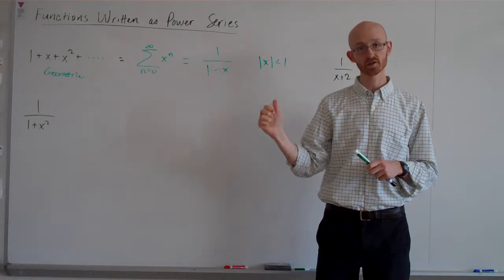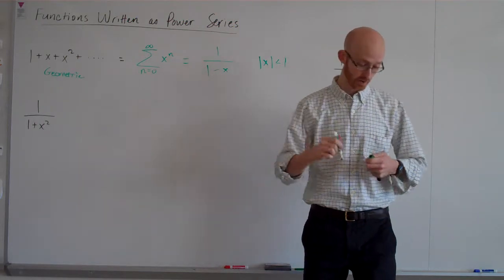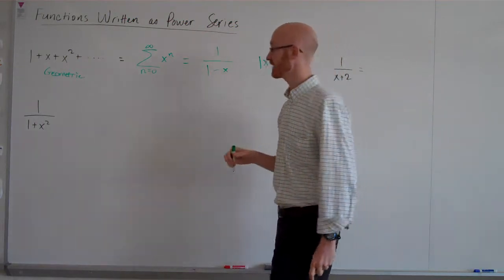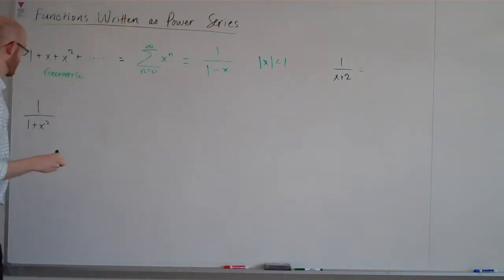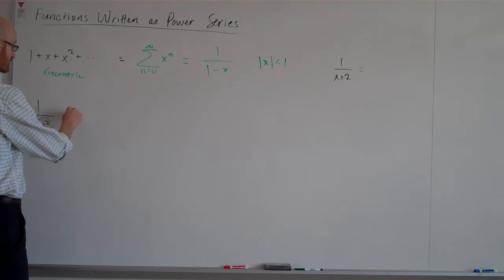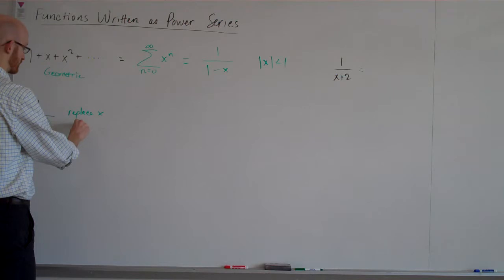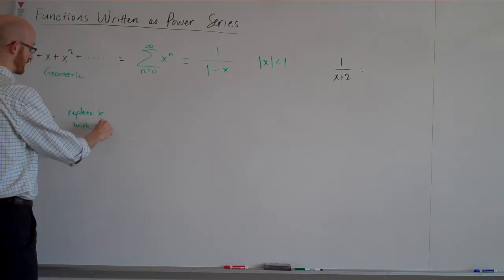So why don't you hit pause and attempt that for yourself. Okay, hopefully you have attempted that, and it's not very difficult. I know it might seem odd and, I guess, extremely complicated looking, but all we're going to do is this x squared basically is holding the spot of that negative x. So we're basically just going to replace x with negative x squared.